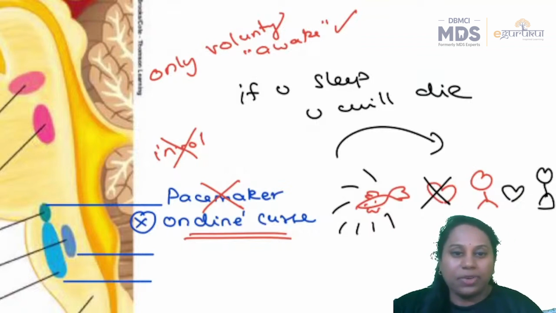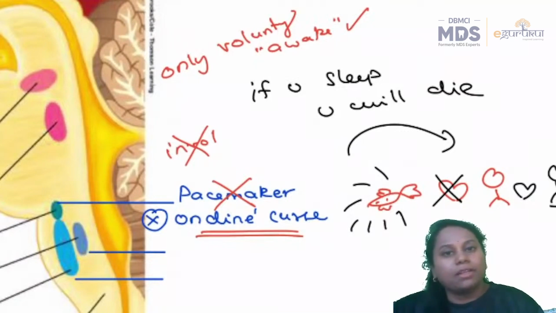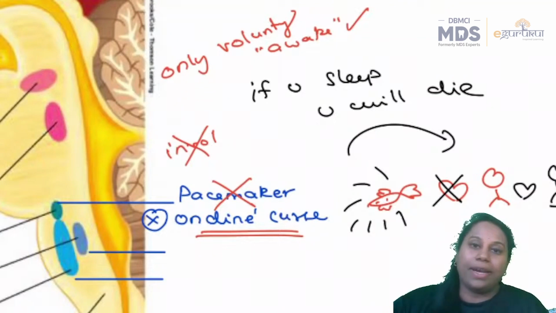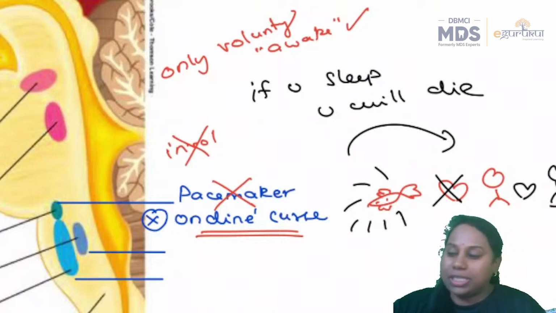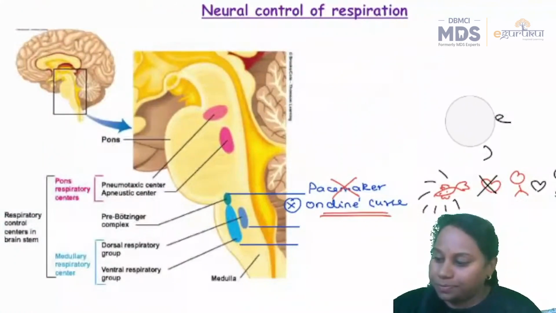That was a very interesting Ondine's curse. So how will this person sleep? How can you live without sleeping? Yes, whenever you want to sleep, you go to the ventilator, get some artificial respiration, sleep and come back. That was about the Ondine's curse.